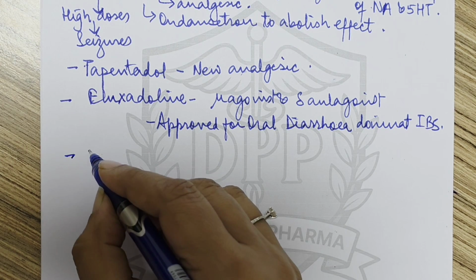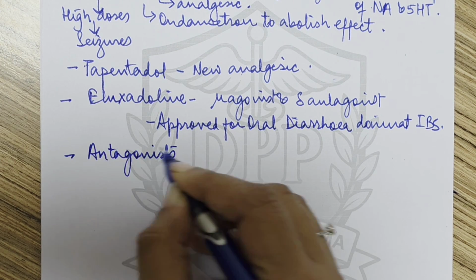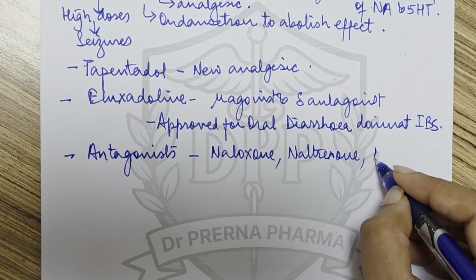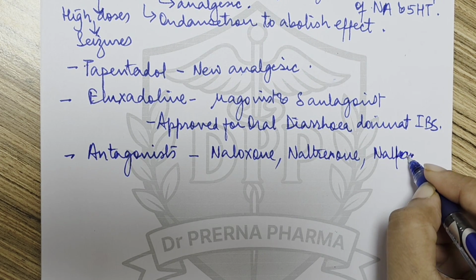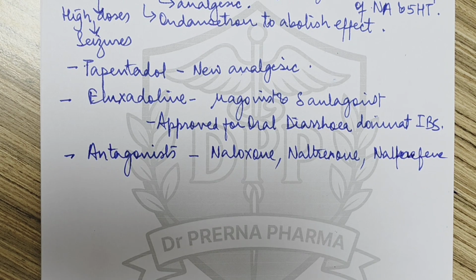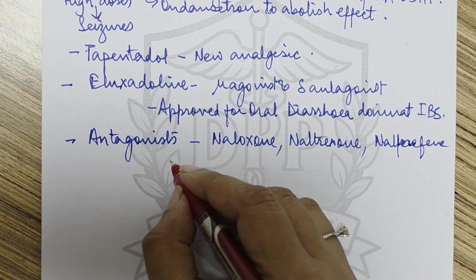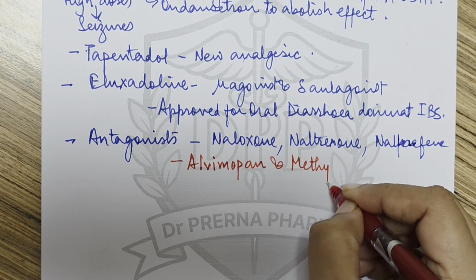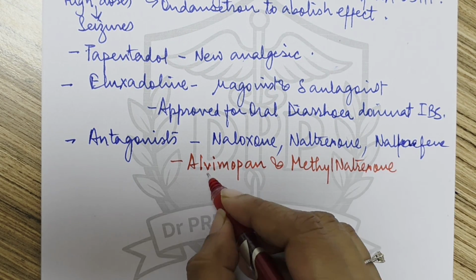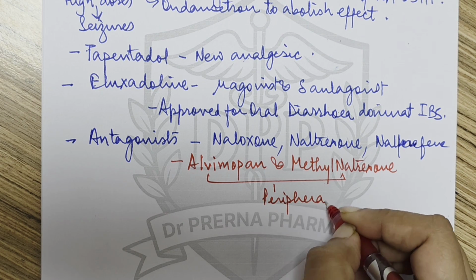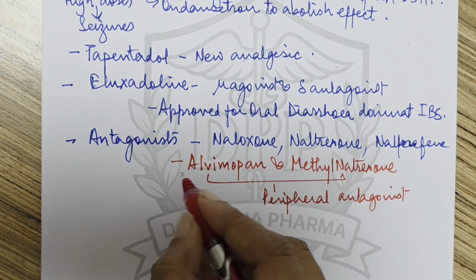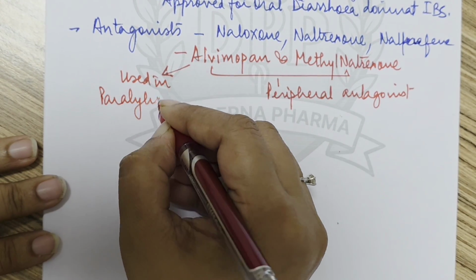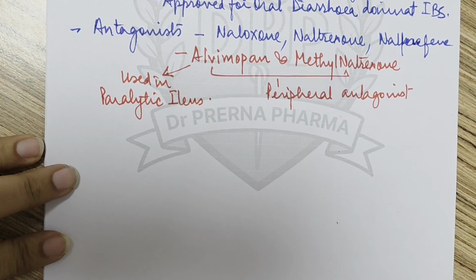Okay, then we have some antagonists. Now what are the antagonists of morphine? They are naloxone, naltrexone and nalmefene. Okay, so these are the antagonists and they block the mu, kappa and delta receptors. Then we also have alvimopan and methylnaltrexone, which act at the periphery. So they are peripheral antagonists. As we have seen earlier, alvimopan is also used in paralytic ileus, right?